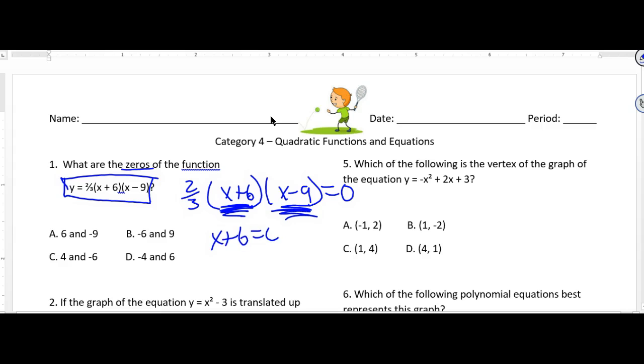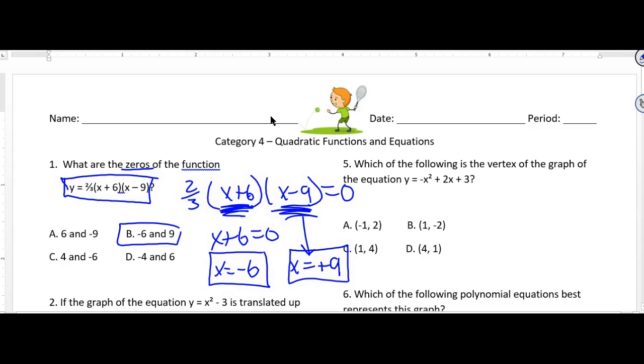If x plus 6 is 0, then x has to be -6. If x minus 9 is 0, then x has to be +9. The signs are opposite. So I know my answer is -6 and 9, which is B.